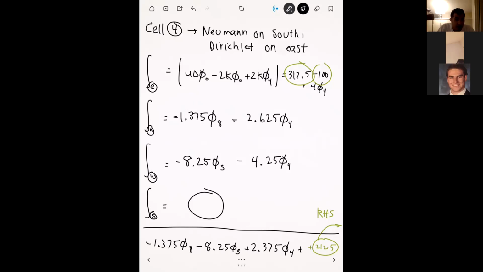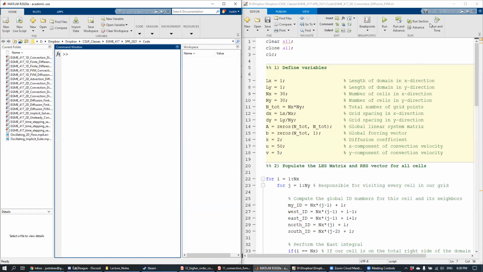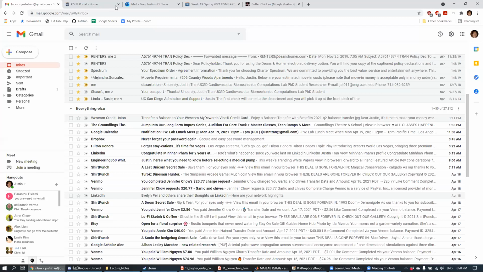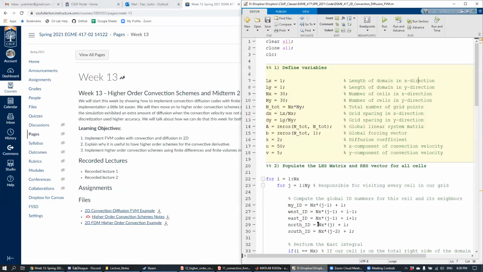So let me go ahead and share my screen. Right. And so here is the code that I've posted onto Canvas for you guys. I've posted 2 right now. The name of this code is 2D Convection Diffusion FVM example. Okay. And so this is basically our finite volume example for convection diffusion. Right. And so let's take a look.